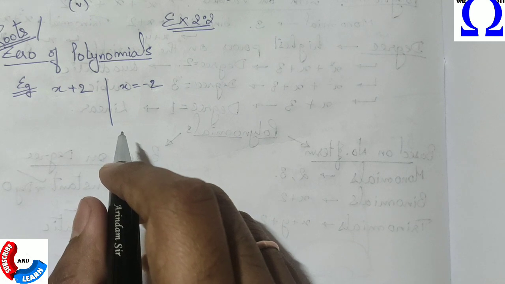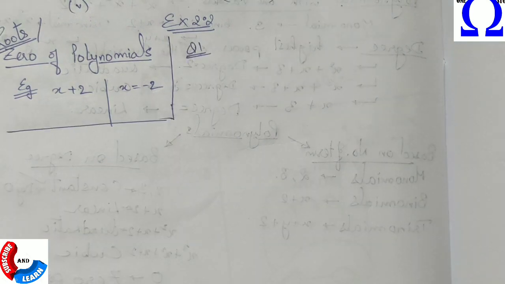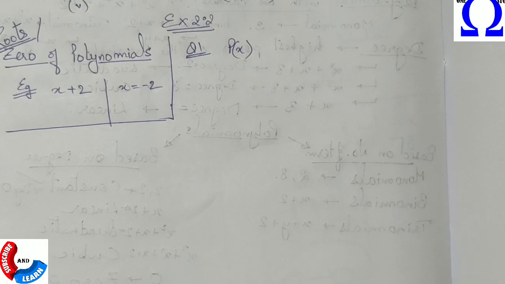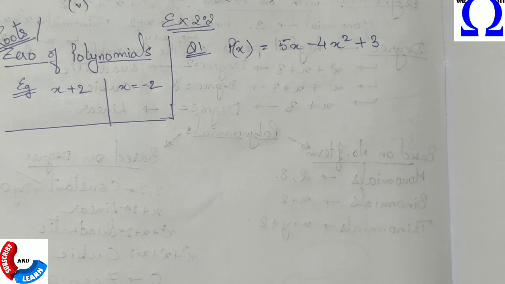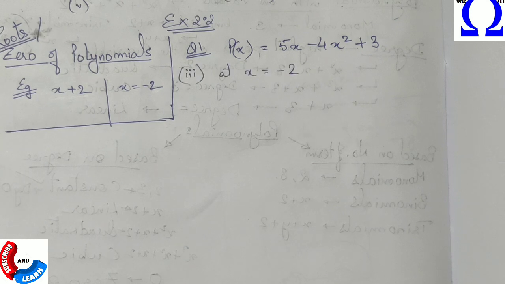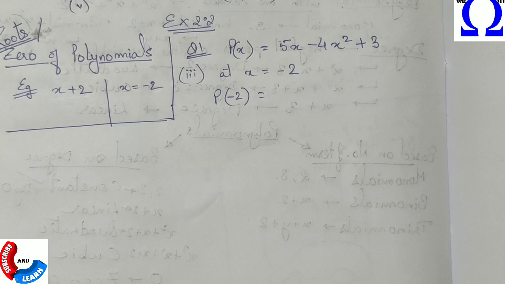Okay, let us start the first question, in which a polynomial is given. This is represented as p of x. P of x means polynomial of variable x, which is given in the question, and we need to find the value of this polynomial at 3 different points. Let's say I will be taking the third point, that is minus 2. Okay, so what do we have to do here? We need to find the value of the polynomial at x equal to minus 2.